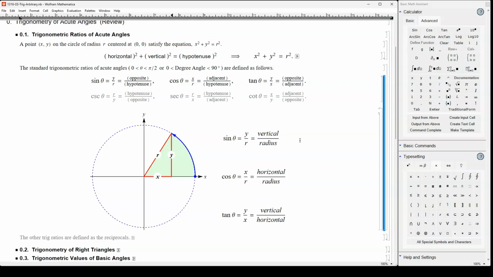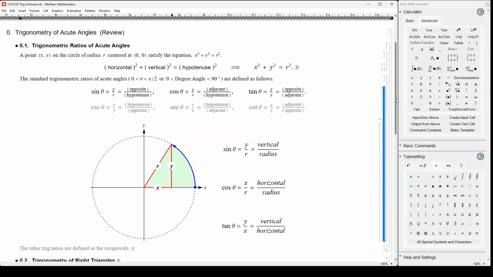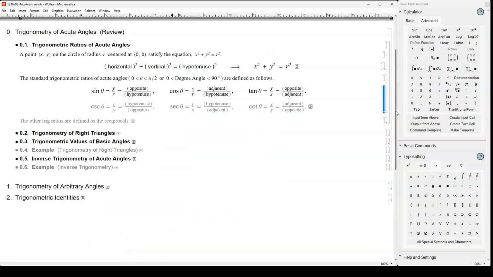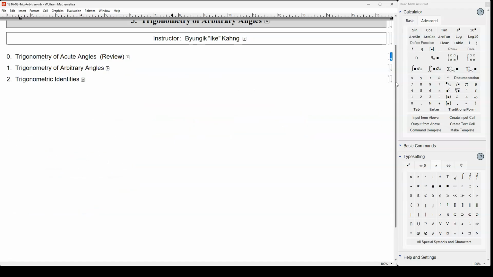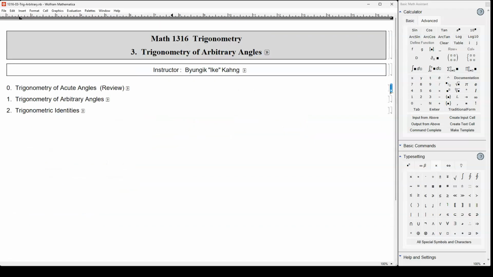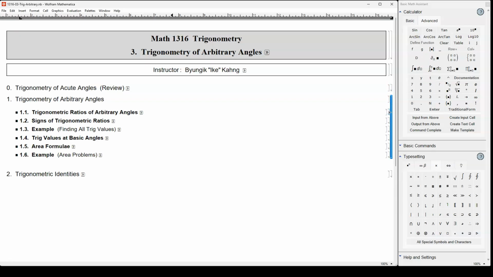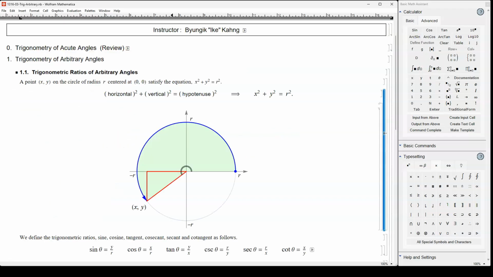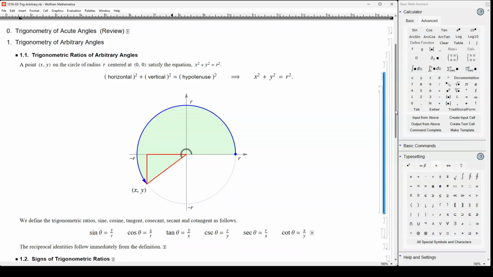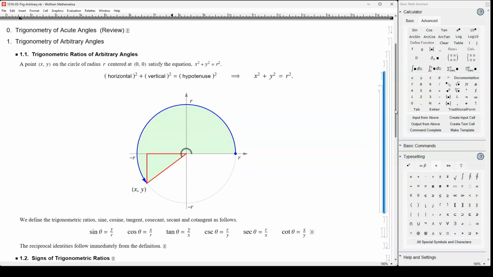Now, this way, we can expand this idea further beyond the acute angle into obtuse angles, and then even beyond, even negative angles. How do we do that? Alright, this time let's not worry too much about the triangles. We just begin with a circle. Circle centered at the origin with radius r, and let's consider an arbitrary angle.